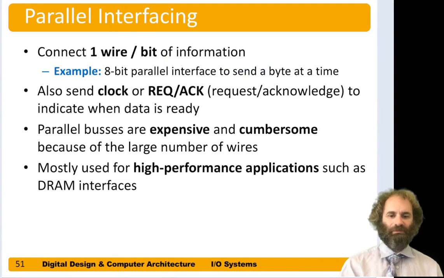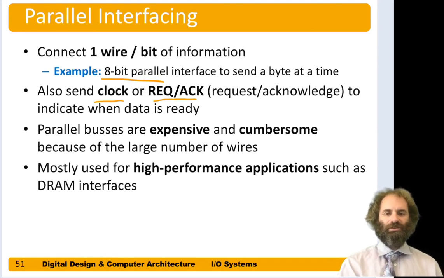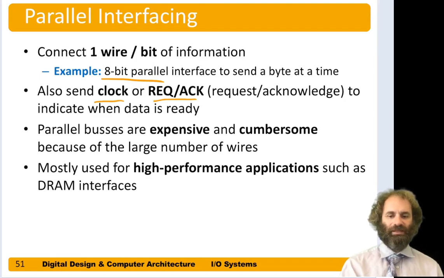So a little bit more on parallel interfacing. If we wanted to send, say, 8 bits of information, we would need 8 wires. And we also need to either send a clock or some sort of handshaking signal, like a request and acknowledge, to show when the data is ready. These parallel buses are expensive and they're cumbersome because of the large number of wires. You get thick cables, they don't bend easily, and they're a pain to use. So this is mostly used for high-performance, short-distance communication. For instance, hooking dynamic RAM chips to the processor on the motherboard of a computer.